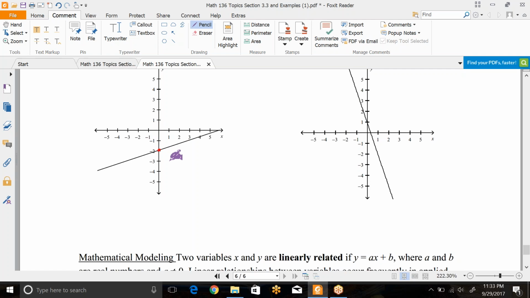This one has a b of -2, and another point that was supposed to be on the graph was right here. So this is up 1 and then right 1, 2, 3, 4. So up 1 for rise, right 4. So that's a slope of +1/4. So this would be y equals 1/4 x minus 2.